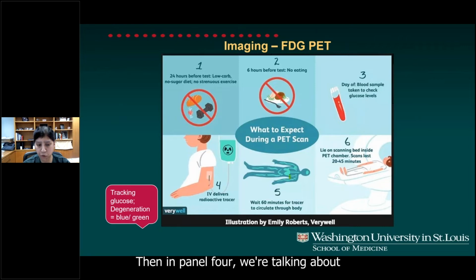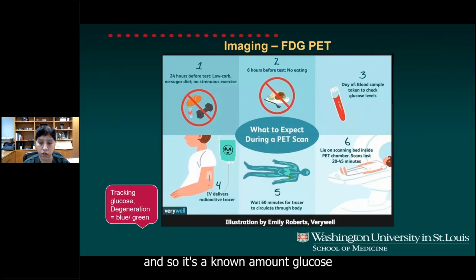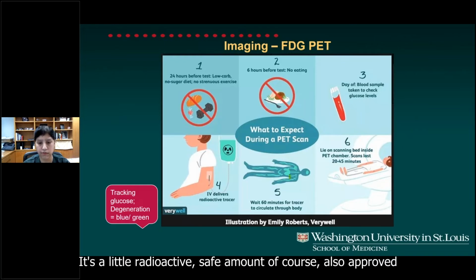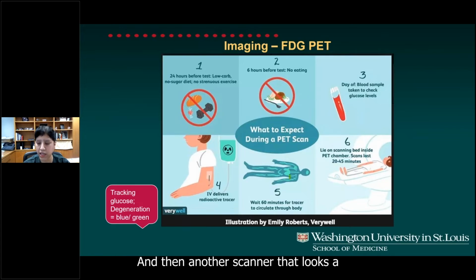And then in panel 4, we're talking about giving you a dose of glucose that we can see in the scanner. So it's a known amount of glucose that we're introducing to your system. It's a little radioactive, a safe amount, of course, also approved by those institutional review boards Penny mentioned. And then we let that flow in your system for about an hour or so. And then another scanner that looks a little bit different than an MRI scanner.